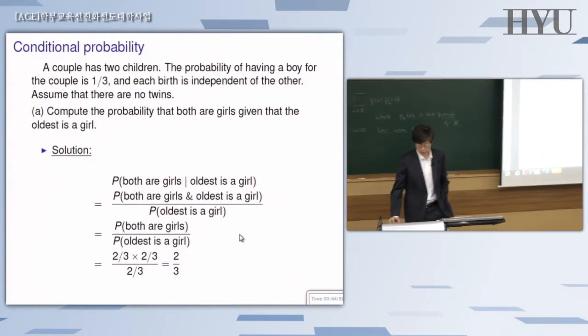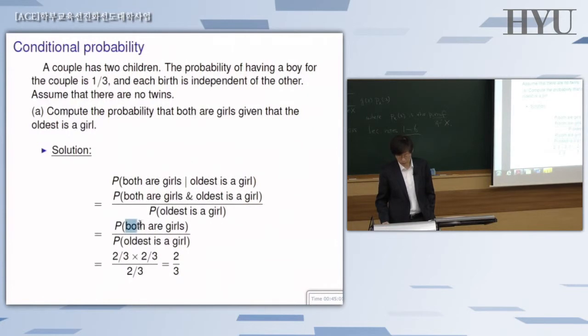But then you're only left with computing two different probabilities. The first one is at the top: both of them are girls. So that's 2/3 times 2/3. Why do you have to multiply them? Both of them girls means the first one is a girl and the second one is also a girl. But why do we multiply?